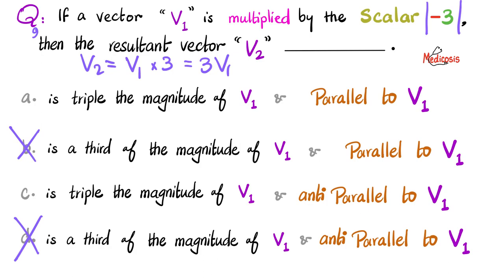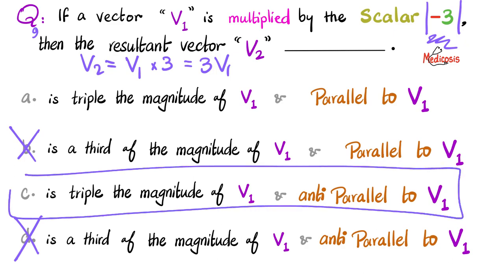Now I want the direction. How do I do this? You look at the sign next to the scalar. It's a negative sign, which means that the resultant vector is anti-parallel to v1, making C the correct answer.